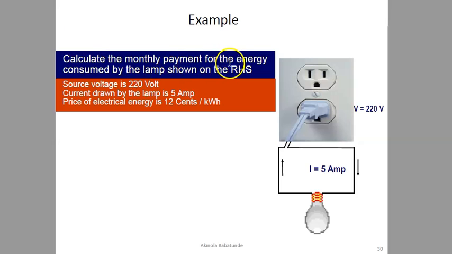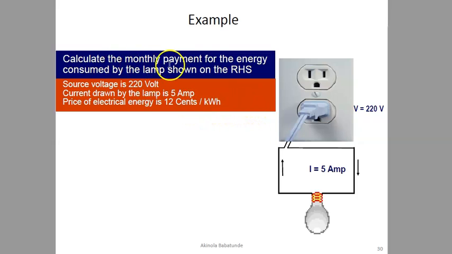Calculate the monthly payment for the energy consumed by the lamp shown on the right hand side. This is the lamp we're talking about here, connected. So the source voltage is 220 volts. The current drawn by the lamp is 5 amperes. Price of electrical energy is 12 cents per kilowatt hour.